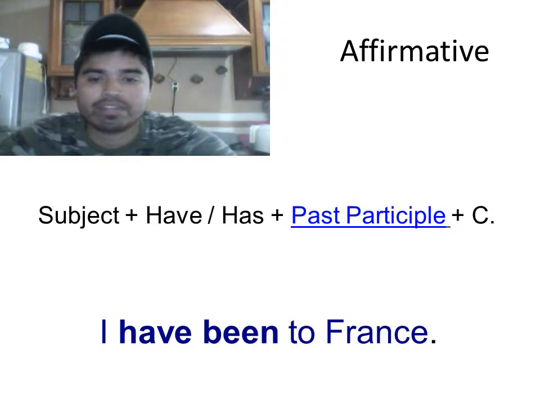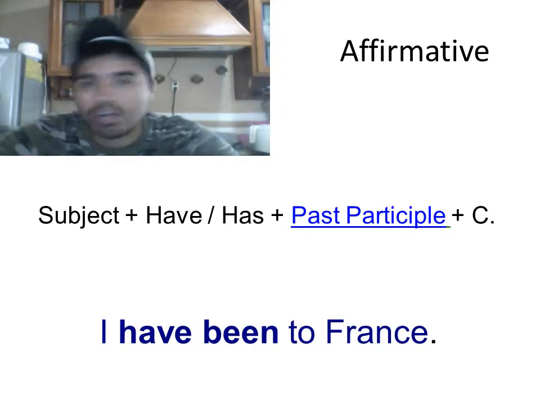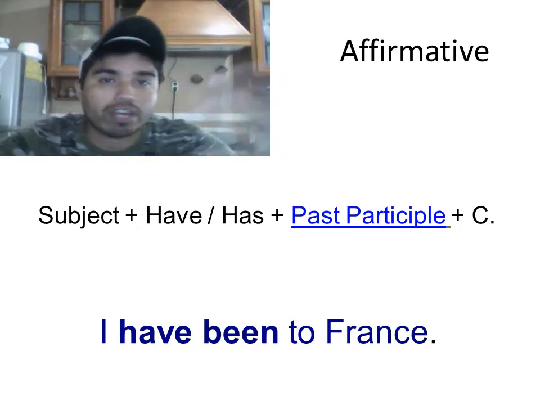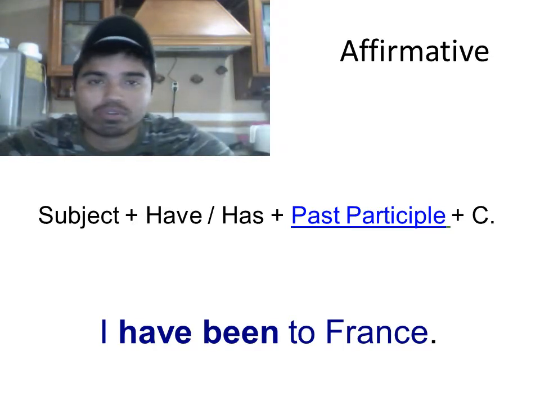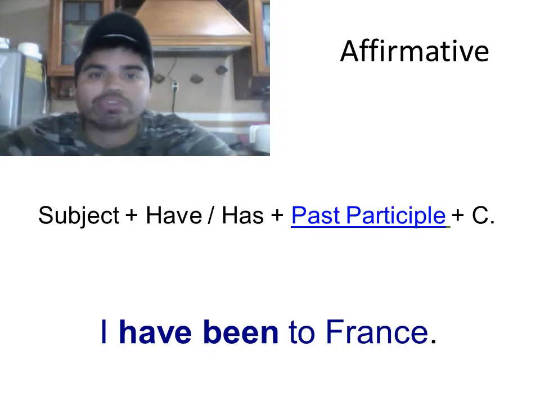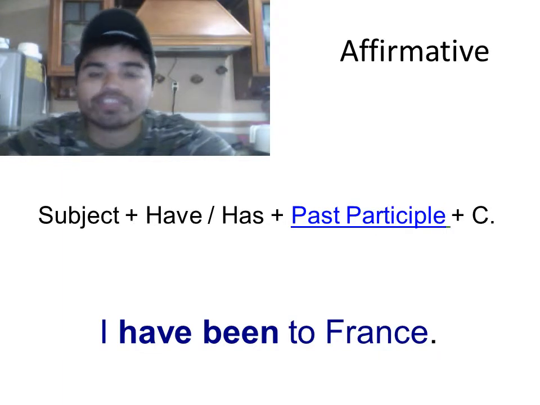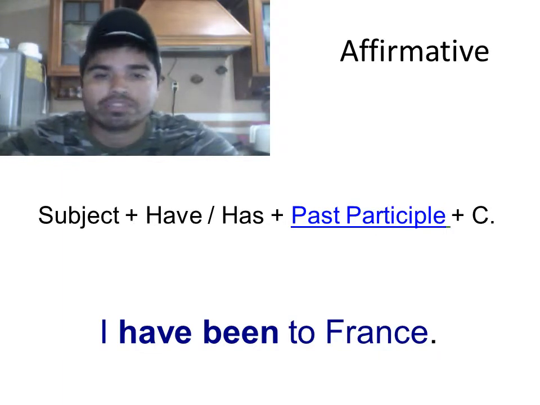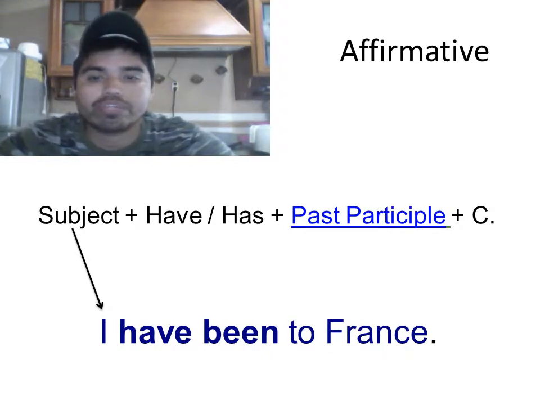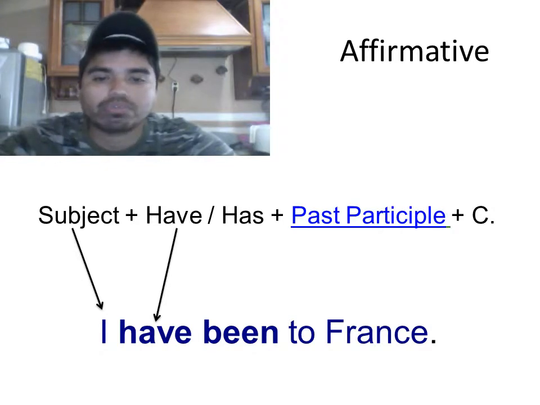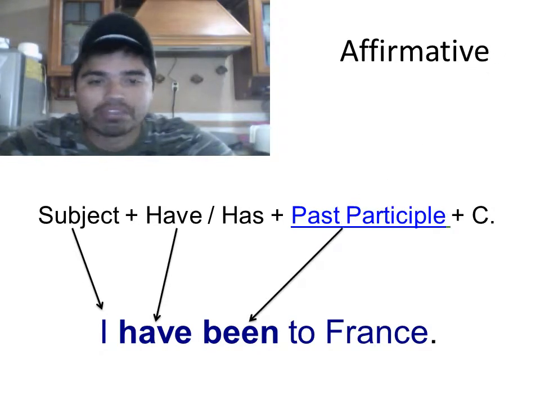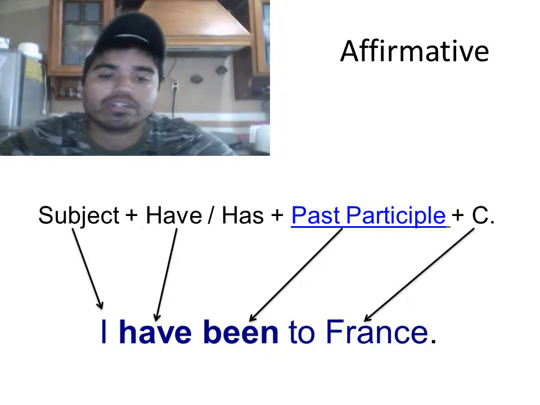That means that I have the experience of being to France. I don't know how many times. Could be 3 times, could be just 2 times or once, but I have the experience of being in France. As we can see, we got the subject right here, which is the first person singular I, and we also have the auxiliary have. And we have the past participle, which is been, and the complement, which is to France.